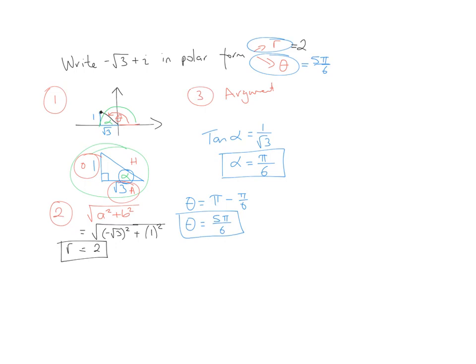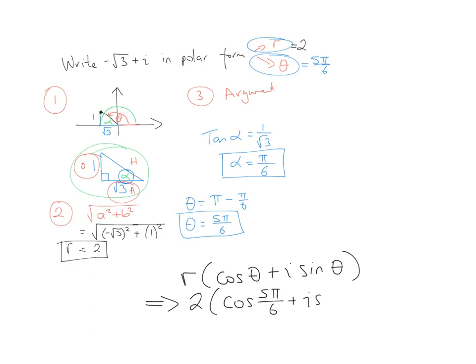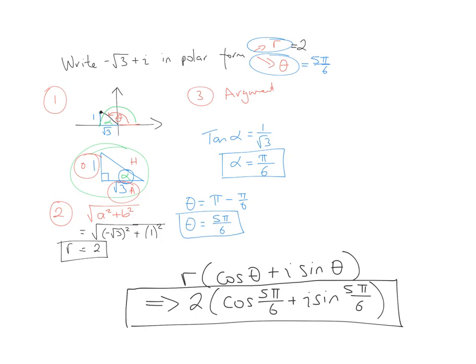Okay, so if you're ever asked to write something in polar form, you need to remember it's r bracket cos theta plus i sine theta. Okay, so that is your complex number in polar form. So therefore, r we already have worked out as 2, remember that's our modulus, bracket cos theta, which we now know is 5 pi over 6, plus i sine theta, which is also 5 pi over 6. And that is your final answer. That is your rectangular number minus root 3 plus i written in polar form, and that is your final answer.